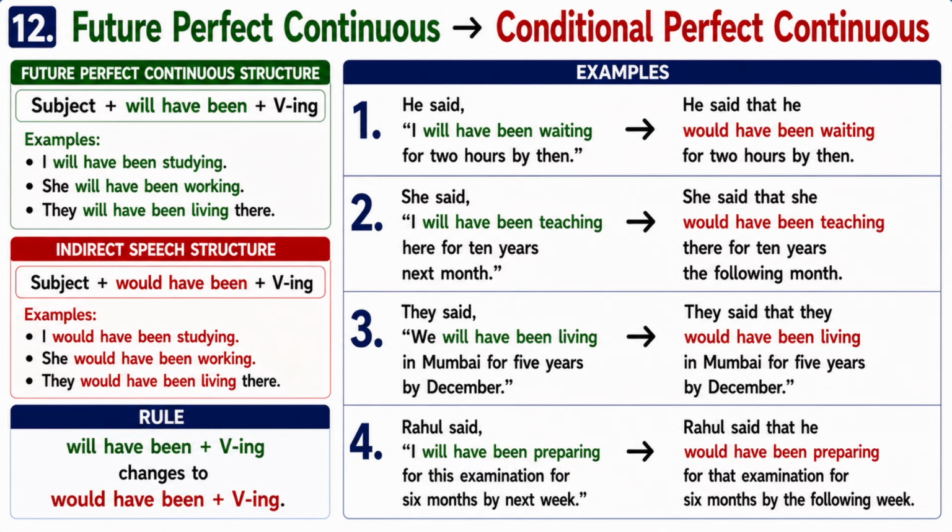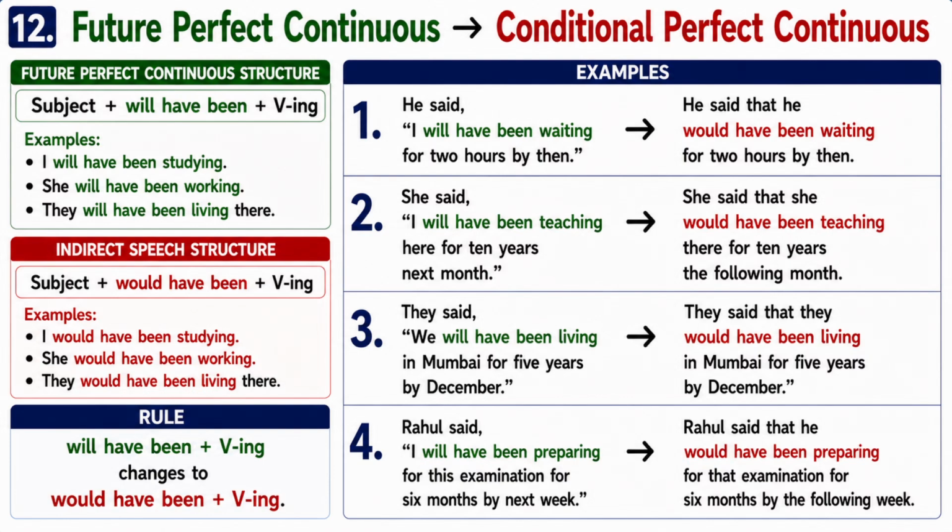In indirect speech, the structure becomes subject plus would have been plus verb ing. Examples are, I would have been studying. She would have been working. They would have been living there. Remember this rule. Will have been plus verb ing changes to would have been plus verb ing.